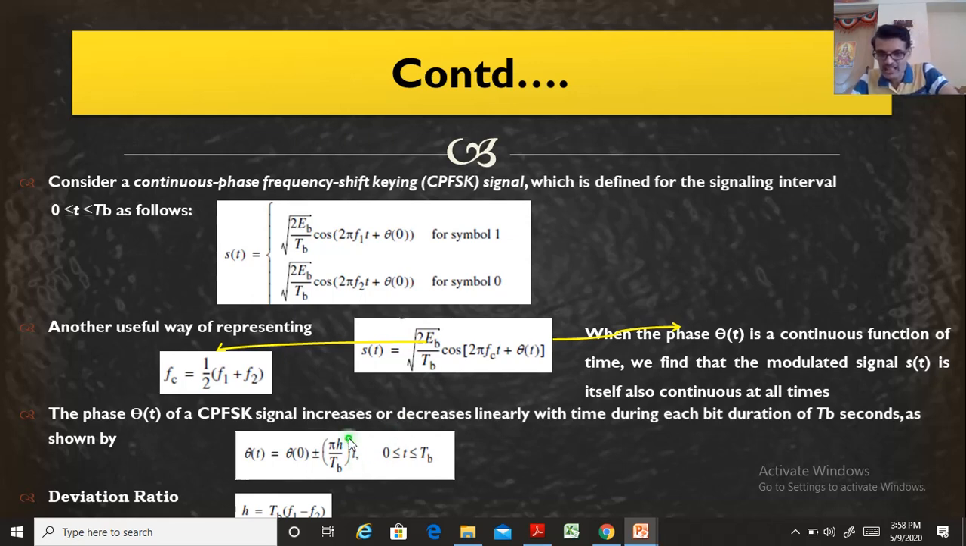So what is h here? I included one particular term called h. This h is called the deviation ratio, and it is given by Tb into (f1 minus f2). f1 is this frequency, f2 is this frequency, multiplied by the bit interval Tb. That is called the deviation ratio.